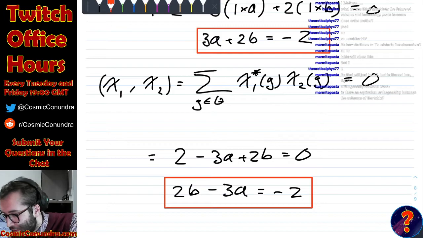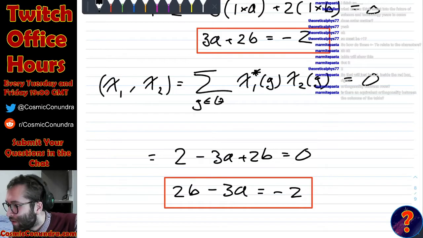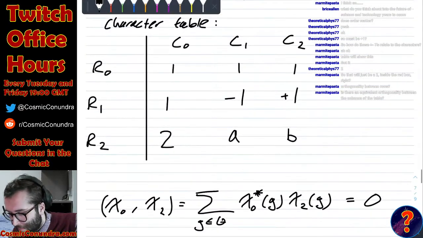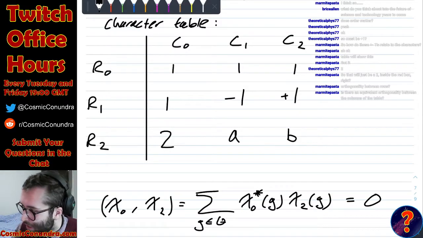Is there an equivalent orthogonality between columns of the table? No, I don't think so. No, I don't think there's anything special about the columns of the table.